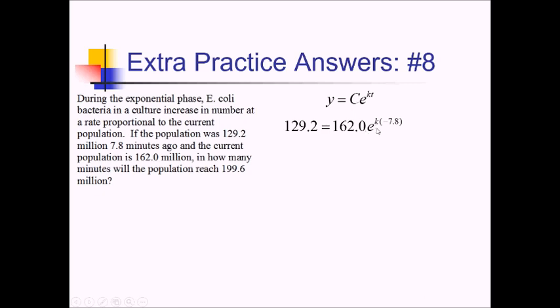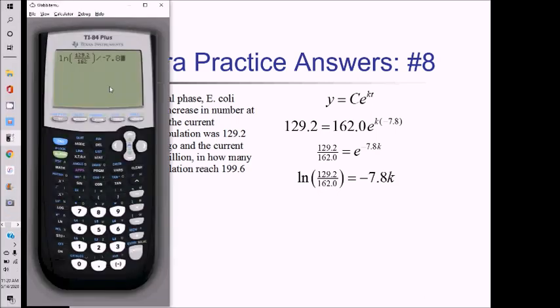So to start solving for this, let me divide both sides by 162. And I'll also make this just negative 7.8k just to make it look nicer. Now to solve for k, I have to take the ln of both sides to get rid of this e. So we have ln of this fraction equals negative 7.8k. And let me divide by negative 7.8 now to get some kind of k value. So on my calculator, dividing that, I get roughly 0.029 and some change.